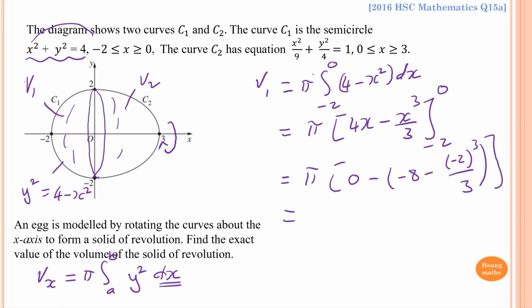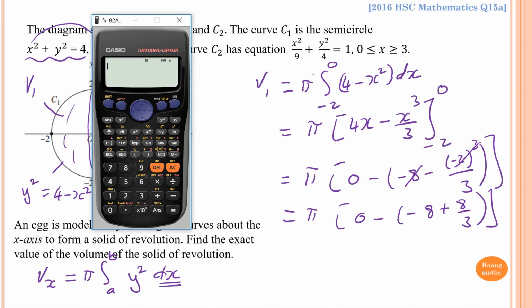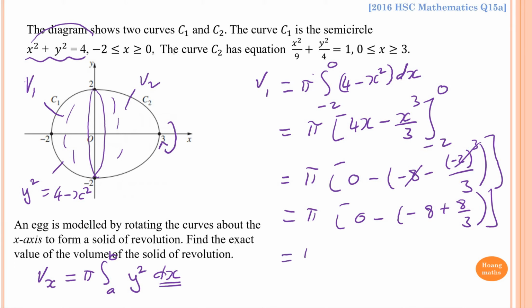So just that. So now that gives me pi. Because this is negative 8 and this is 8 over 3, that becomes 0 minus, negative 8 plus 8 over 3. So now I just put that in a calculator, which is minus 8 plus 8 over 3, which gives you negative 16 over 3, but because there is a minus sign in front, pi times 0 minus negative 16 over 3 becomes plus 16 over 3. So the answer is 16 pi over 3 cubic units.